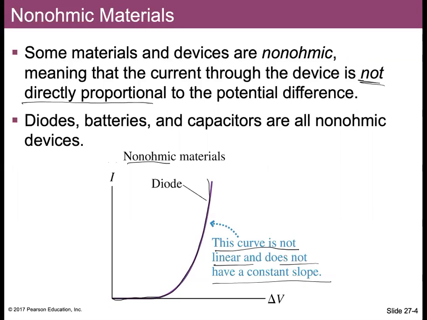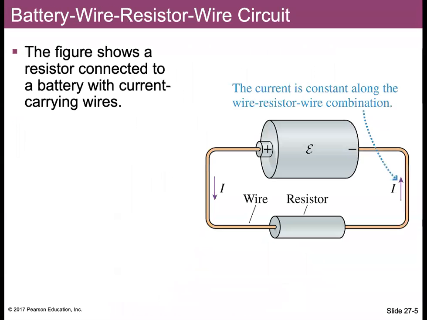All right, let's look at an example of a simple circuit where we have a battery. There's our battery right here. Our battery has a wire connecting the positive terminal to the negative terminal. And then within that circuit, we have a resistor. So this is our simple circuit where we have just one resistor.